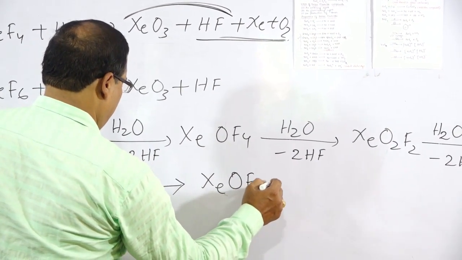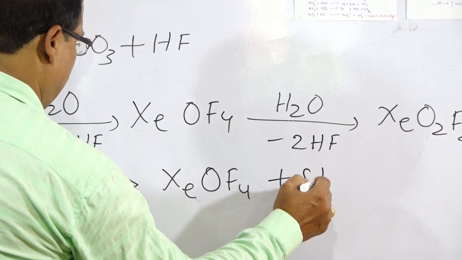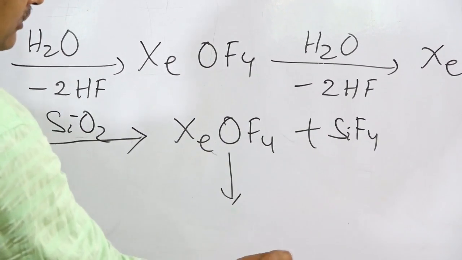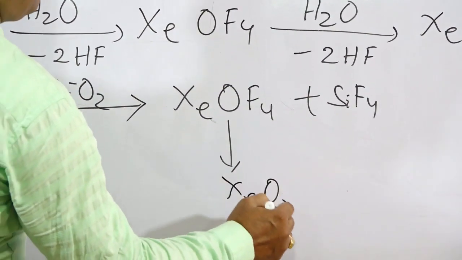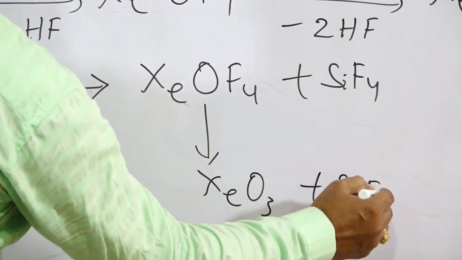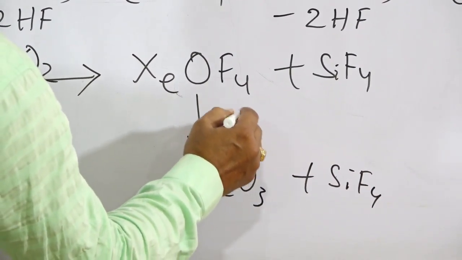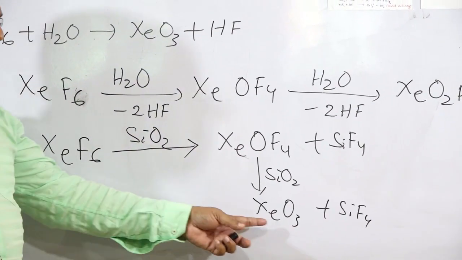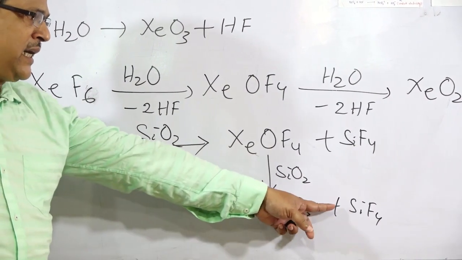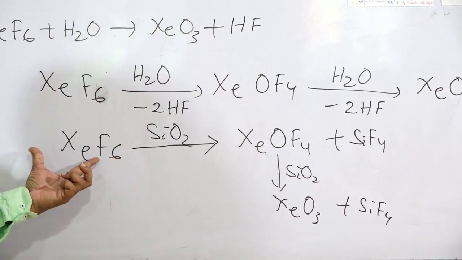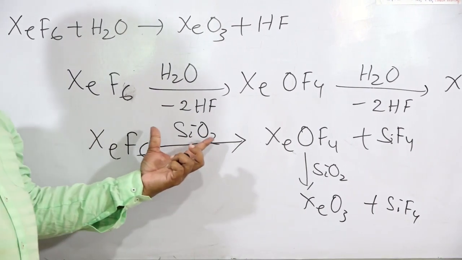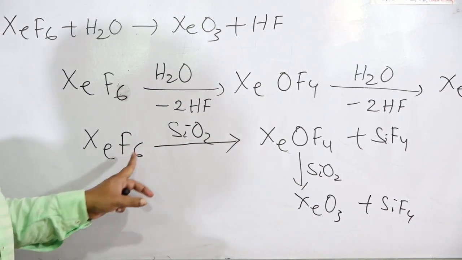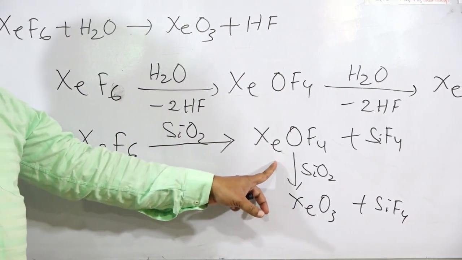So it reacts with SiO2 to form XeOF4 plus SiF4. Again, the reaction continues till the formation of XeO3 plus SiF4. So xenon hexafluoride reacts with silica, SiO2, and the final products are XeO3 and SiF4. Therefore, xenon hexafluoride cannot be stored in glass containers. This is one of the important questions: why xenon hexafluoride cannot be stored in glass containers, because of this reaction.